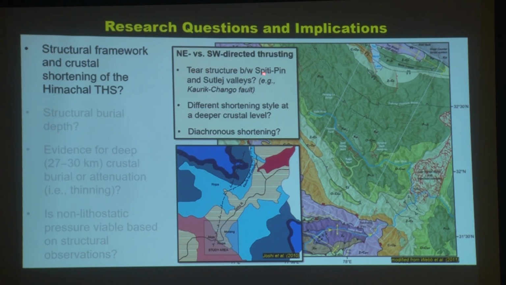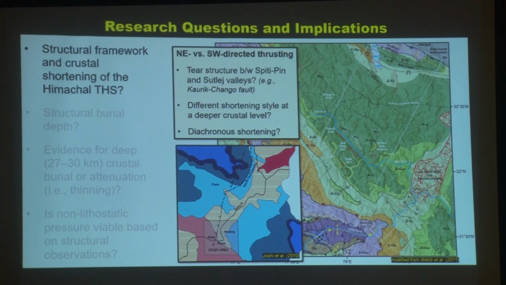One, there could be some sort of tear structure between the traverses, some sort of accommodation structure that is yet to really be observed. One potential candidate is the Korik-Chango Fault, which here was mapped by Joshi et al. 2010. It goes right here, just to the west of Sutlej Valley. Now this fault has been mapped as a normal fault, but I think a lot is really unknown about it as far as its structural expression, its history, and its kinematics. So much should be gleaned from this particular fault.